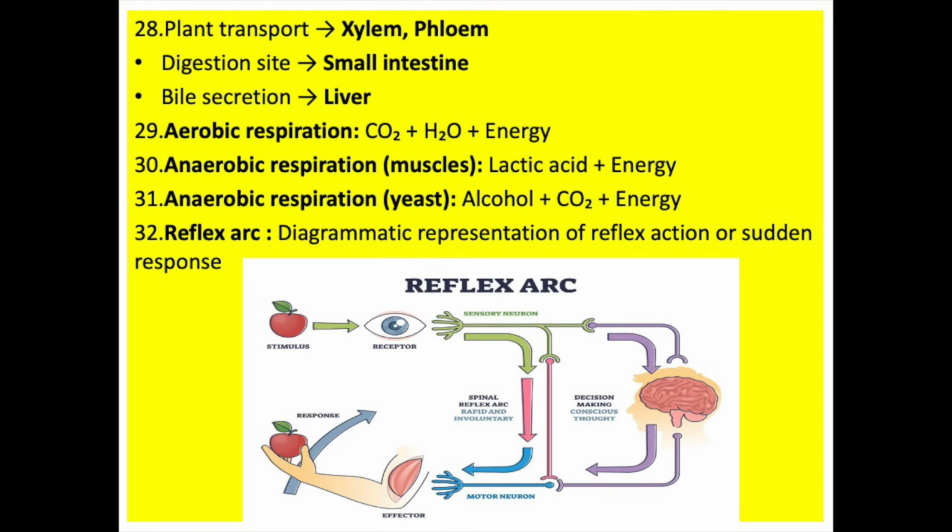Aerobic respiration occurs always and it results in carbon dioxide, water, and a lot of energy as products. Anaerobic respiration occurs only in muscle in case of oxygen deficiency. When anaerobic respiration occurs in muscles, the product formed will be lactic acid and the least amount of energy.